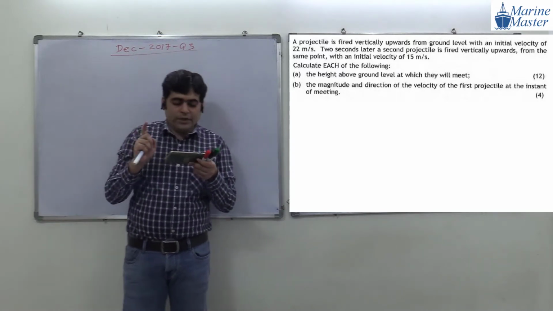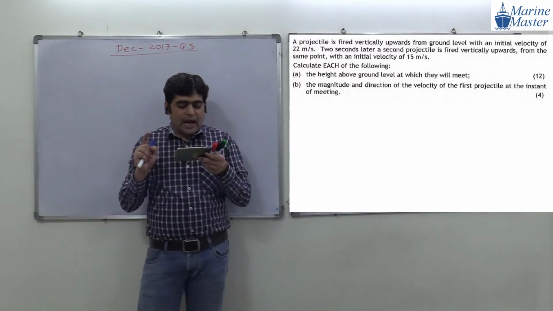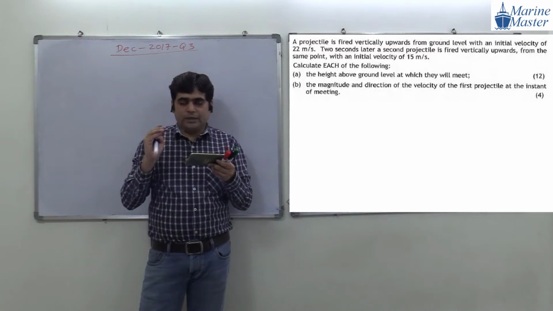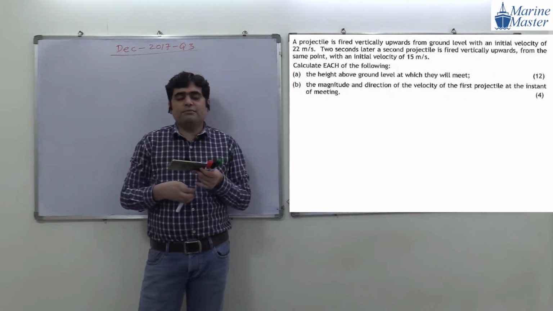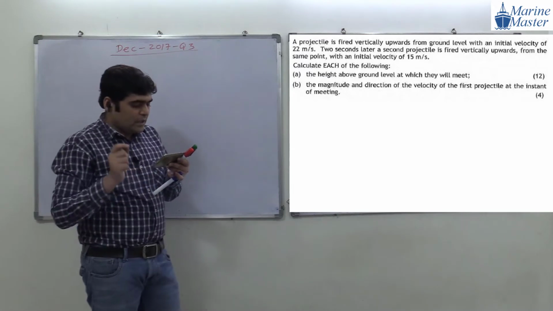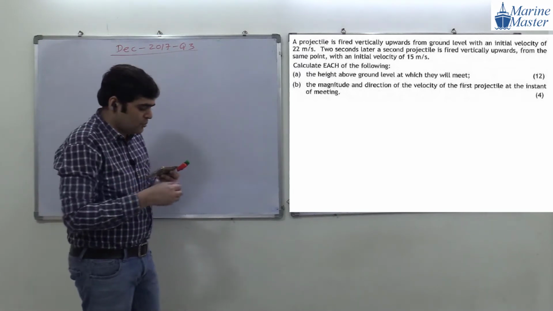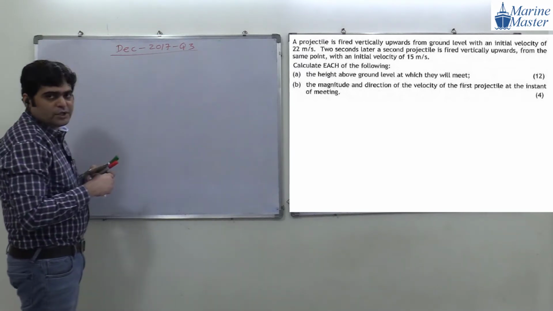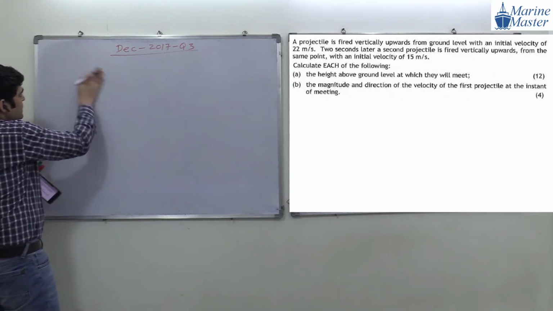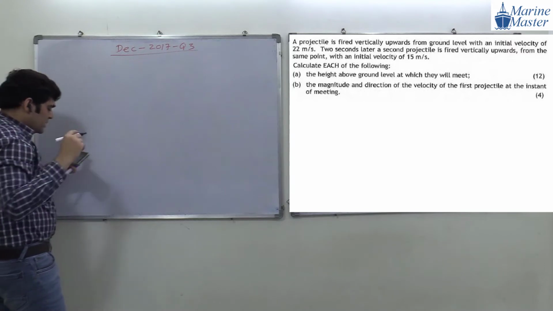Calculate each of the following: the height above the ground at which they will meet. Try to see the scenario. So here we have two projectiles. First projectile, try to see the scenario here. Very simple story.